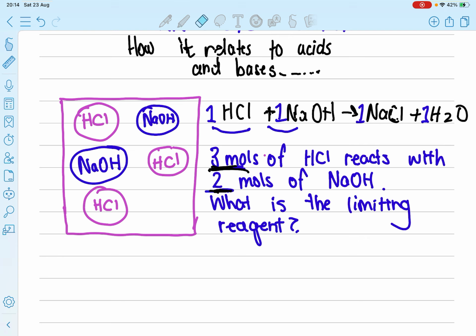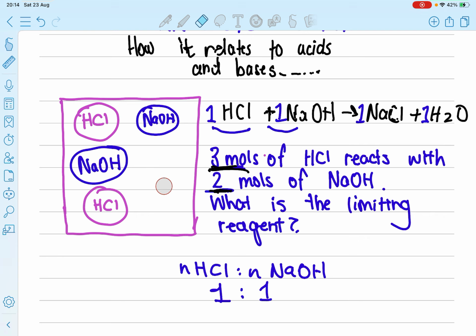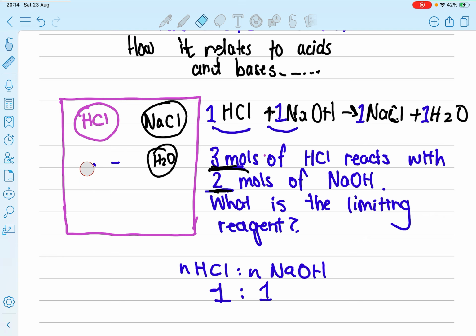Now what happens? So let me show you in the form of a picture first. According to the ratio of hydrochloric acid to sodium hydroxide, the ratio is 1:1, which means for every 1 mole of hydrochloric acid, it will react with 1 mole of sodium hydroxide to form 1 mole of sodium chloride and 1 mole of H2O. Again, 1 mole of hydrochloric acid, 1 mole of sodium hydroxide, which will form 1 mole of sodium chloride and 1 mole of water.